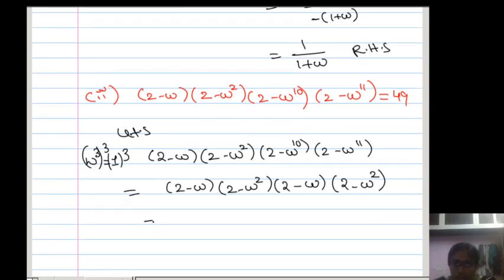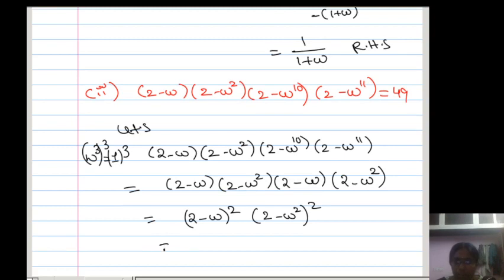Okay, now you can simplify this. 2 minus omega into 2 minus omega, 2 minus omega square whole square, or you can simplify as usual, that's your wish. 2 minus omega into 2 minus omega, 2 minus omega square. Next, 2 minus omega square into 2 minus omega square, 2 minus omega square. Okay, a square plus b square minus 2ab means 4, b square minus 2ab, 4 omega. Next here 4. Next a square plus b square minus 2ab, 4 omega.